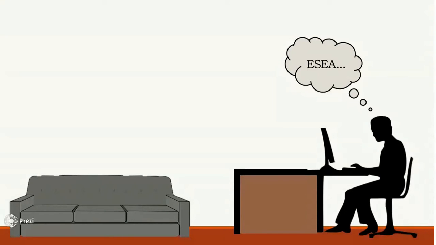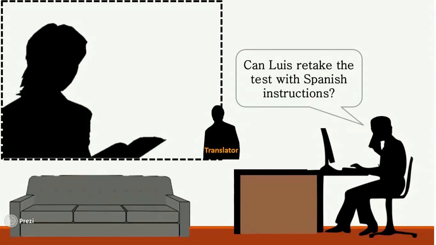Luis's father thought that this would help his son. He wanted to call Luis's math teacher, Ms. Clark, but he knew Ms. Clark didn't speak Spanish. So he found a friend who spoke both English and Spanish to set up a translator to call Ms. Clark.